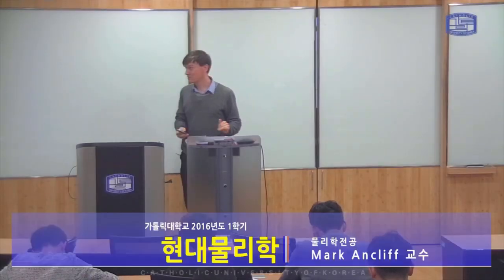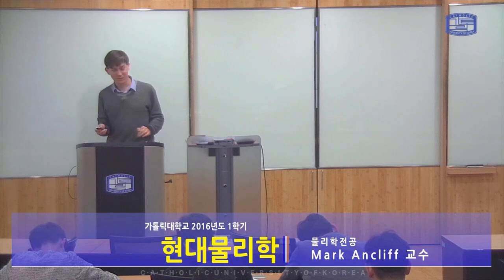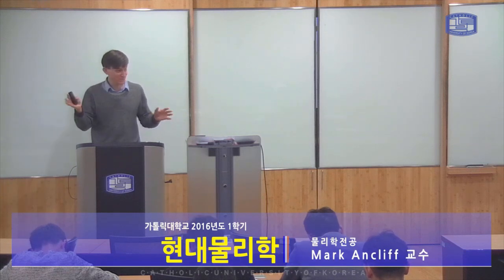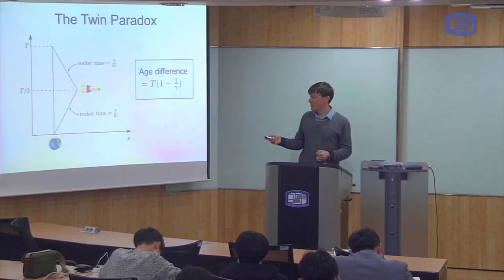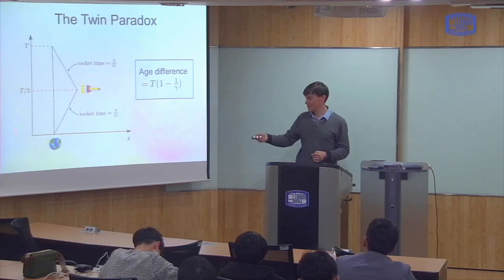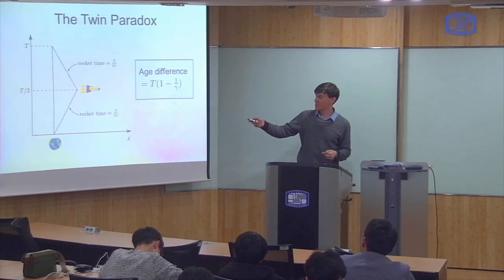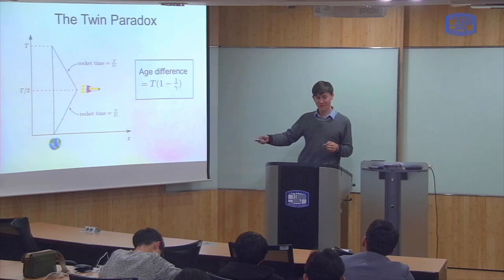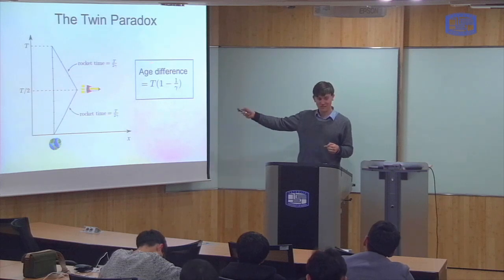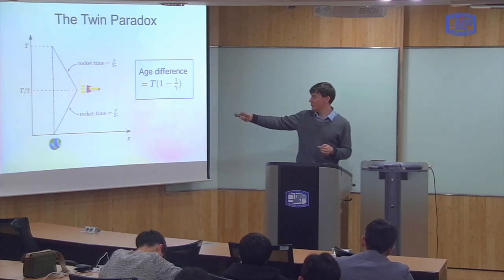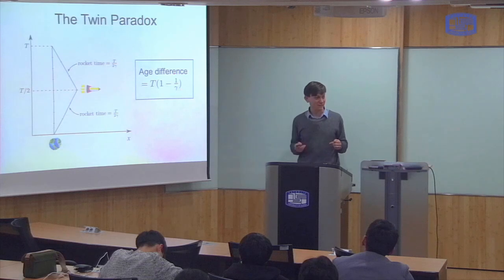Okay, so where we got to last time is we were talking about the twin paradox, okay? And the twin paradox is an example which is shown on the space-time diagram here. You have two twins, one of them stays on the Earth, the other one goes out in a rocket and comes back, and when he comes back, he is younger than his twin, okay? By the amount calculated here. T is the time of travel, times 1 minus 1 over the gamma factor.